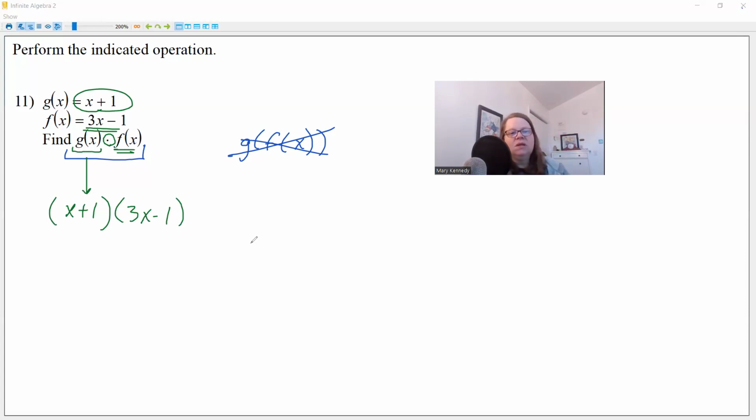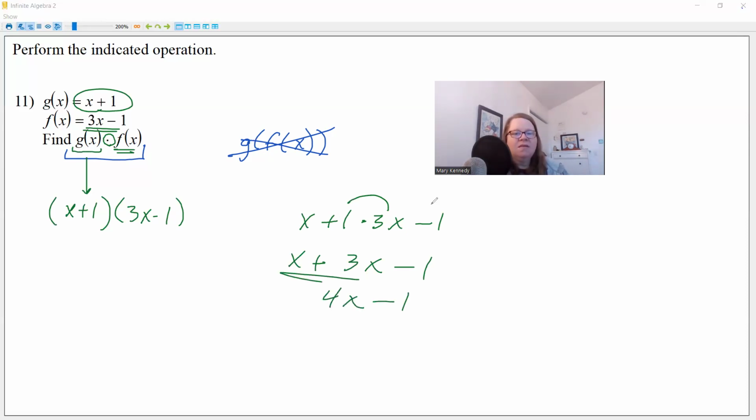If I had written x plus 1 times 3x minus 1, I probably would just multiply these together and think that this is my answer. I might even combine like terms and get 4x minus 1. That is the wrong answer. That's way, way off, right? That's not what I want to do.